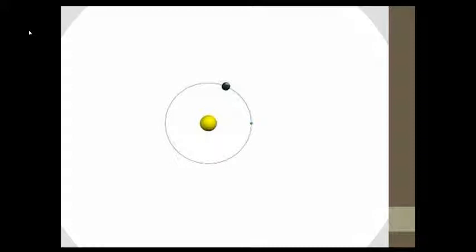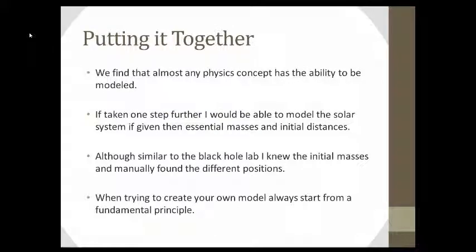Here we see the Earth positioned in the center, and the black sphere is the moon orbiting the Earth. So putting it all together, we found that almost any physics concept has the ability to be modeled. If taken one step further, I would have been able to model the solar system if given the essential masses and initial distances.